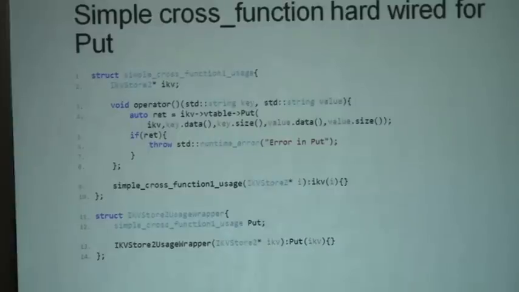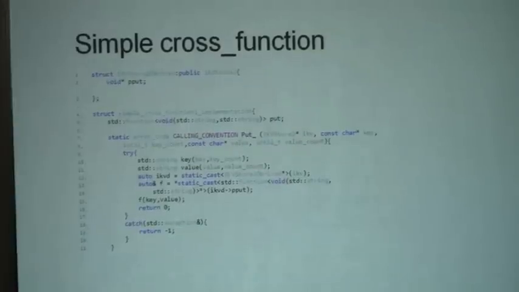And this is our operator parentheses, so key, value. So we call put with key.data, key.size, value.data, value.size. If error, throw runtime error, error input. And then we initialize it. And then we create our usage wrapper that basically declares this put and initializes it. And then here's our implementation.